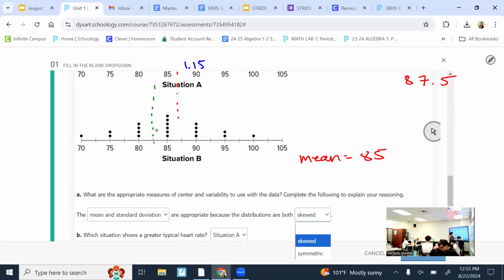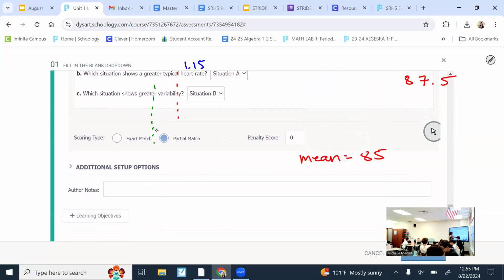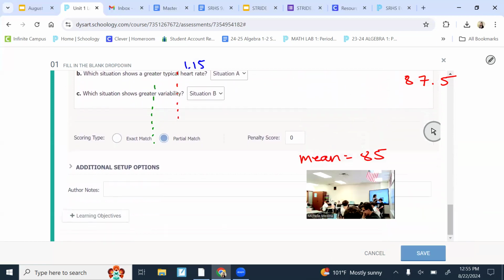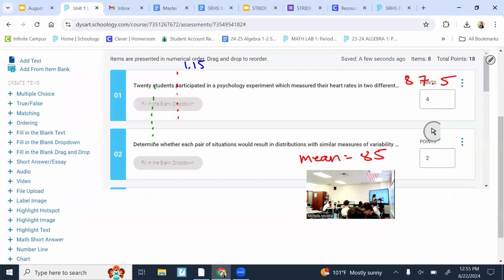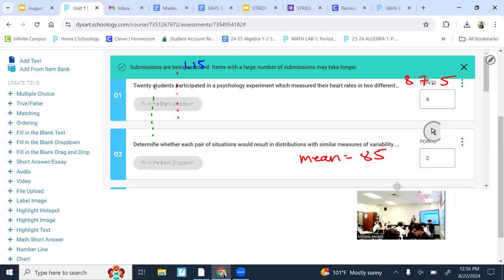To be symmetric. Everything else seems correct. So it will rescore, it just might take a few hours to see the new reflection, but those were both symmetric. Questions on that? Yes?